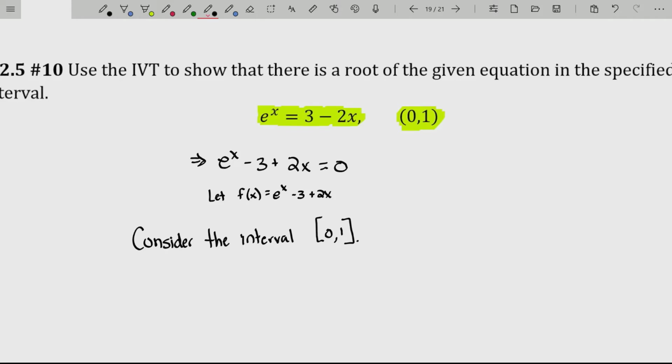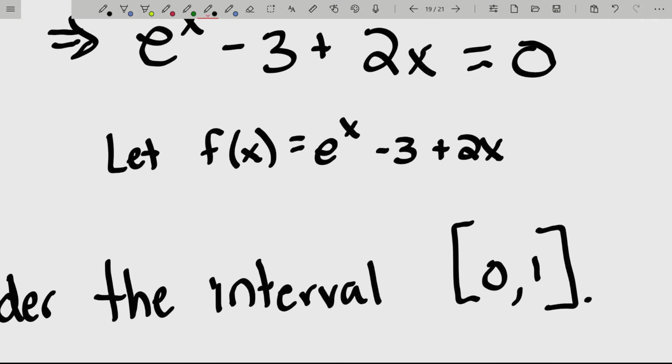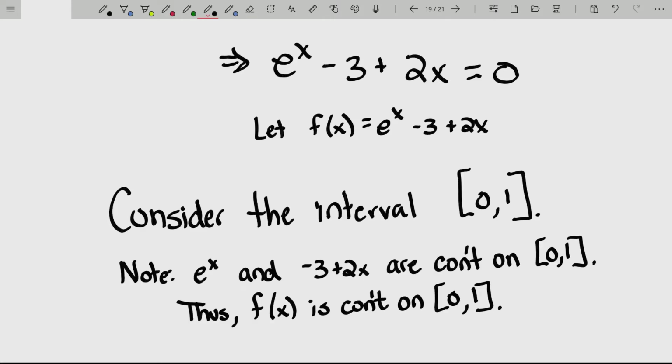Now, all I need to do is showcase that this function is continuous, and I'm almost completely done with the intermediate value theorem. And the fun part of this is we know that our standard functions like exponentials and polynomials are continuous on their domains. So I just need to state to the world that e to the x and the polynomial negative 3 plus 2x are both continuous on 0 to 1. And it is literally that easy.